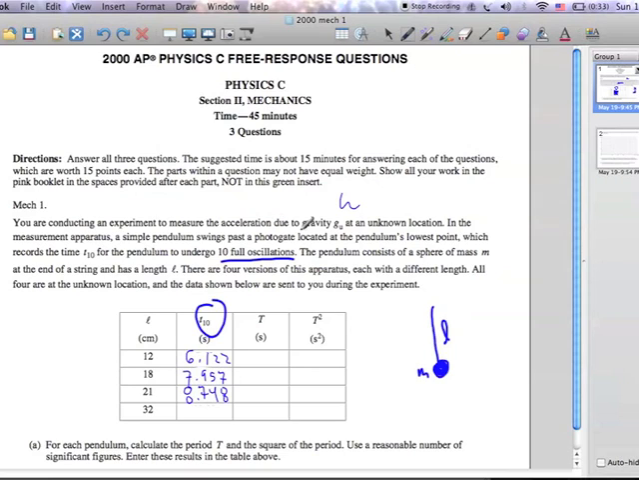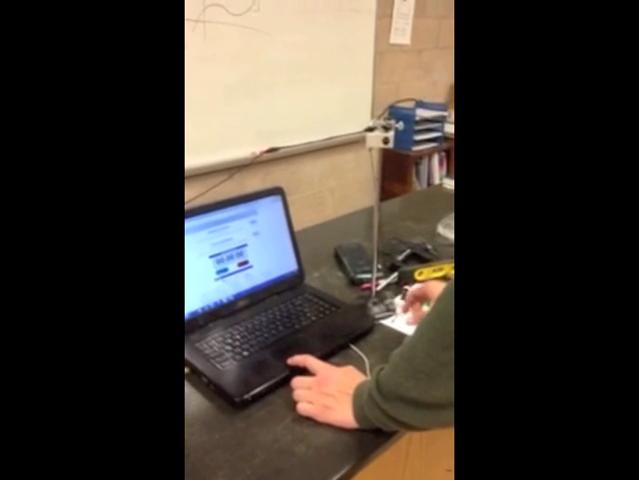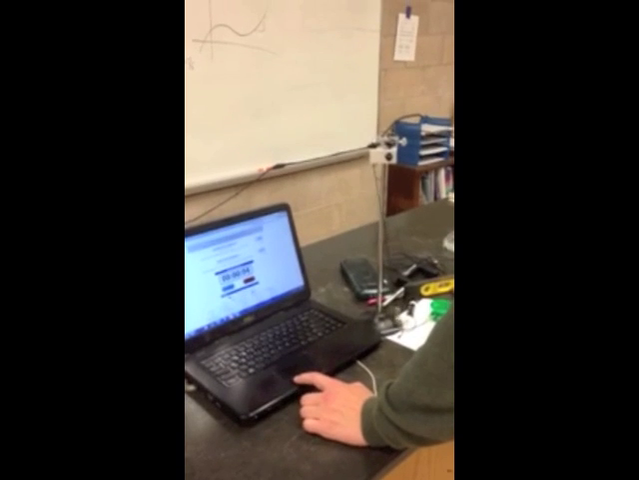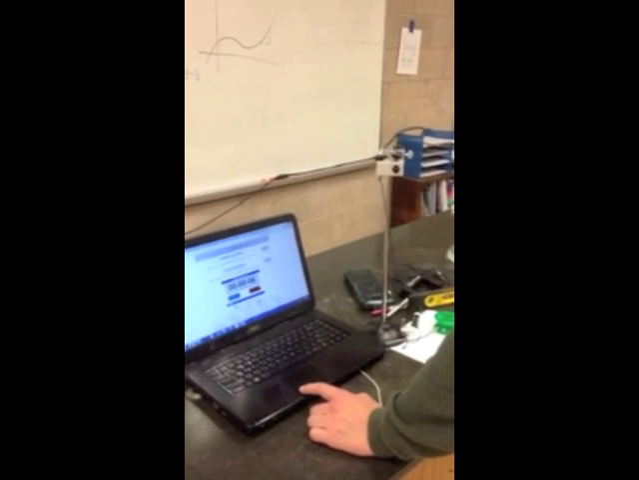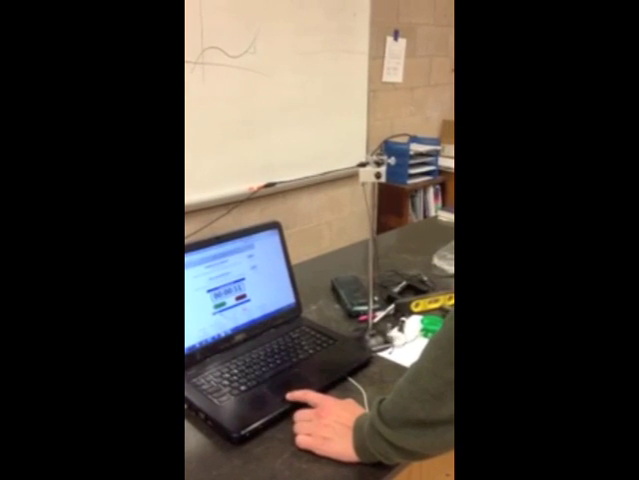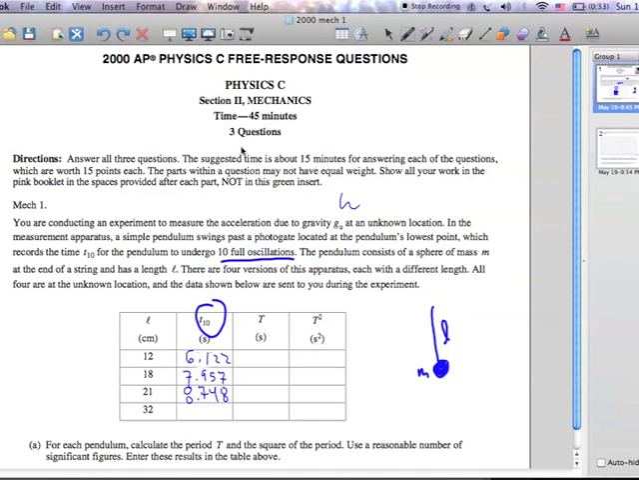Here's a 32 centimeter one. 1, 2, 3, 4, 5, 6, 7, 8, 9, 10. And that last one of 32 centimeters took 11.169 seconds for 10 oscillations.